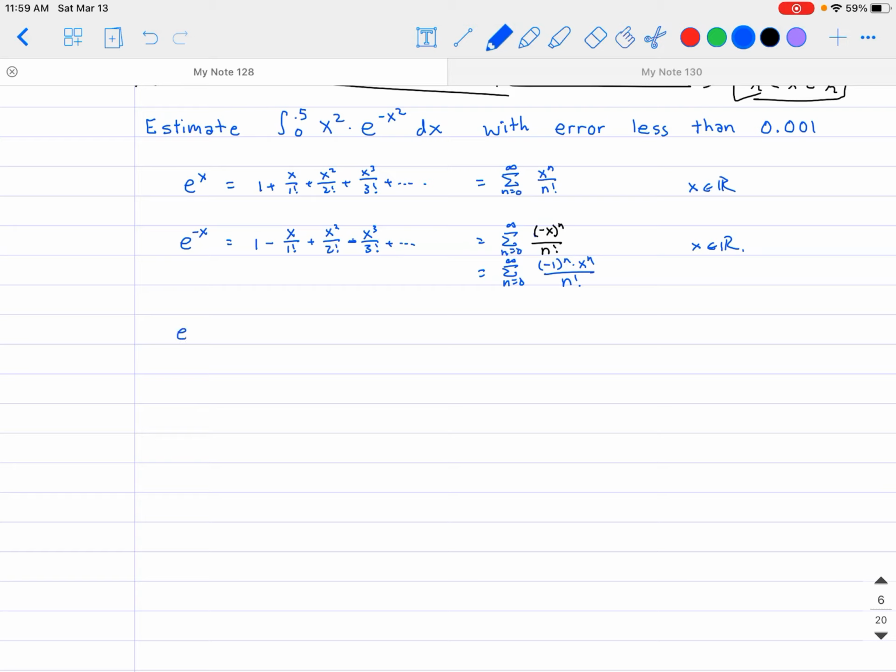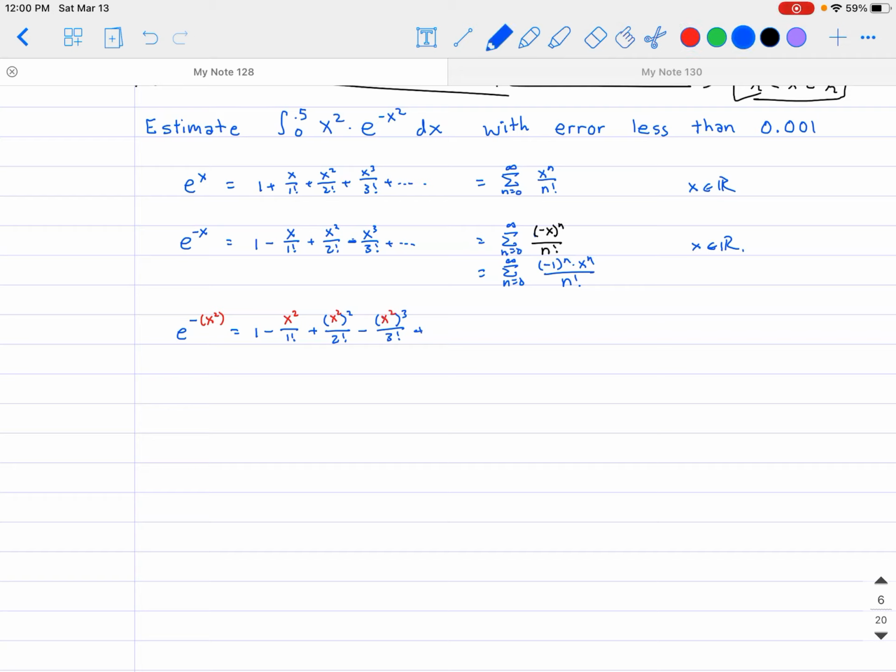Next, we're going to replace all the x with x squared. So on the right-hand side, we have 1 minus x squared divided by 1 factorial, plus the next part, x squared squared, divided by 2 factorial, and then minus the next part, x squared cubed, divided by 3 factorial. All those replacements are x squared, so x squared, squared, x squared, and so forth.